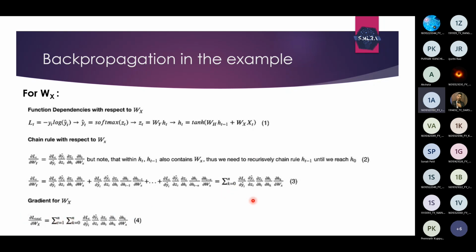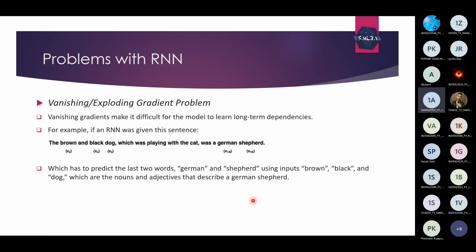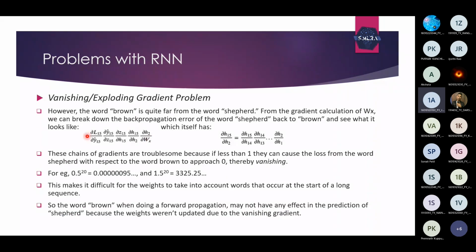So this part was a little bit mathematical, but then let's move forward. The biggest problem with RNN is the vanishing or the exploding gradient problem. If you see this term, which I explained, this is H15 by H2. You are computing the gradient, the dependency. This L is dependent on this y hat. This is dependent on this Z15. Z15 is dependent on H15. H15 is dependent on so many things. This is the multiplication of each gradient, H15 by H14 into H14 by H13. So this is the problem with RNN.